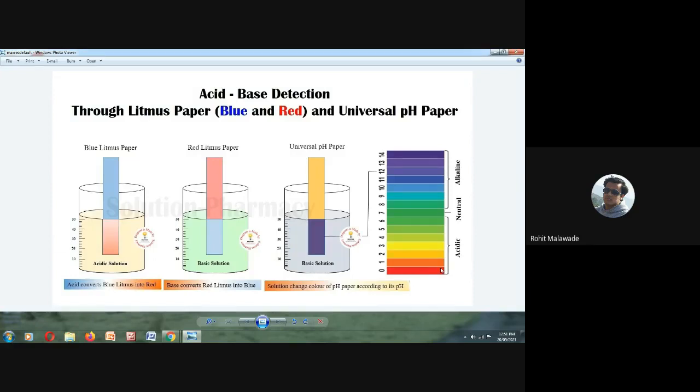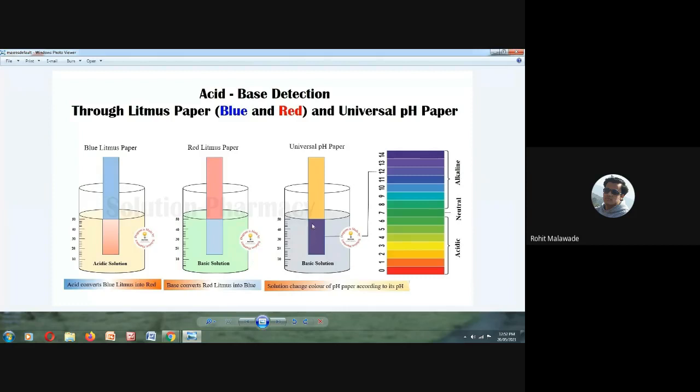That red color signifies which nature? Yes, acidic. Red signifies it is an acidic range. Now this blue color will signify, basic, alkaline. Yes, blue color signifies alkaline or basic. It is going to have a bit of an alkaline range.